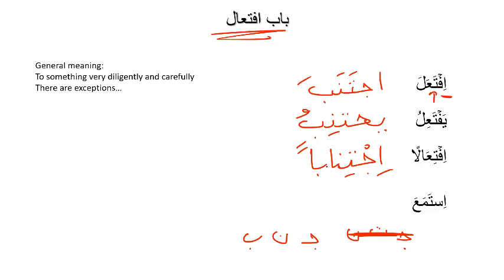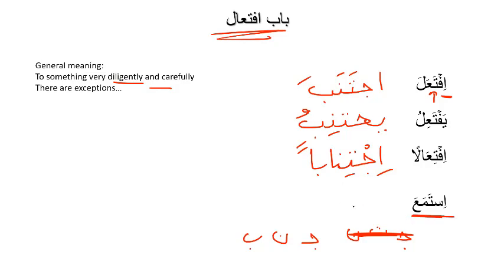So no one has good Urdu. To stay away from... Yeah, exactly. Ijtinab means to very carefully protect yourself from something, to carefully stay away from something, to do something very diligently and carefully. So ijtinab means to carefully stay away from something. Ijtanaba, yajtanibu, ijtinaban means to carefully stay away.